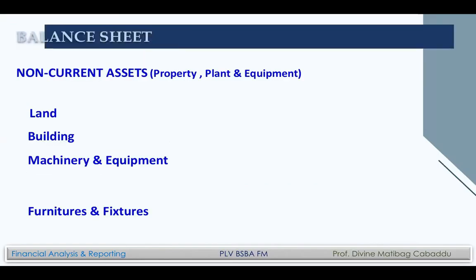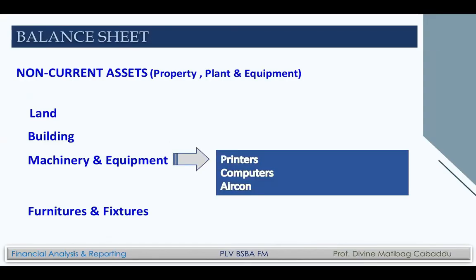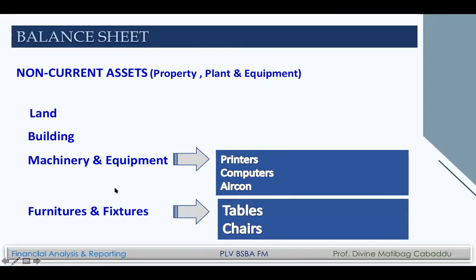of your current assets. Now, ano naman yung mga non-current assets? Yan yung mga property, plant, and equipment. So example of which, land, building, machinery, and equipment. Example of machinery and equipment, yan yung mga printers na ginagamit sa office, computers, aircon, and also yung mga furnitures and fixtures like tables and chairs na nasa loob ng opisina.